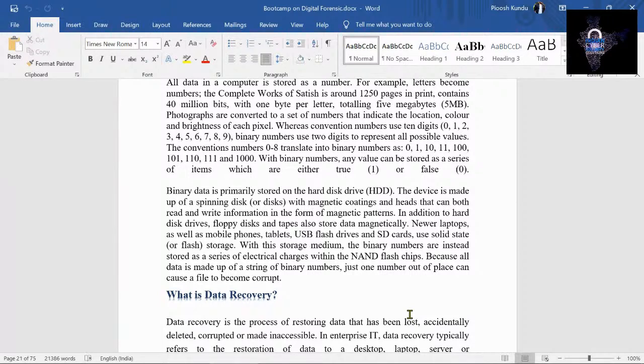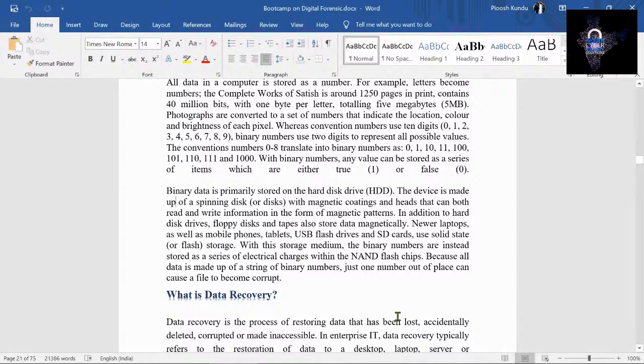Now, in newer laptops as well as mobile phones, tablets, USB flash drives, SD cards, and solid state drives, the binary numbers are instead stored as electrical charges in NAND flash, because all the data is made up of strings of binary numbers. Just one wrong number in the places can cause the file to become corrupt.